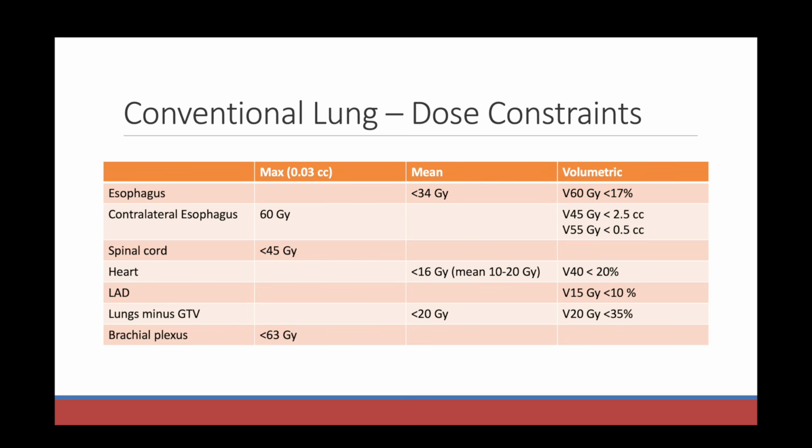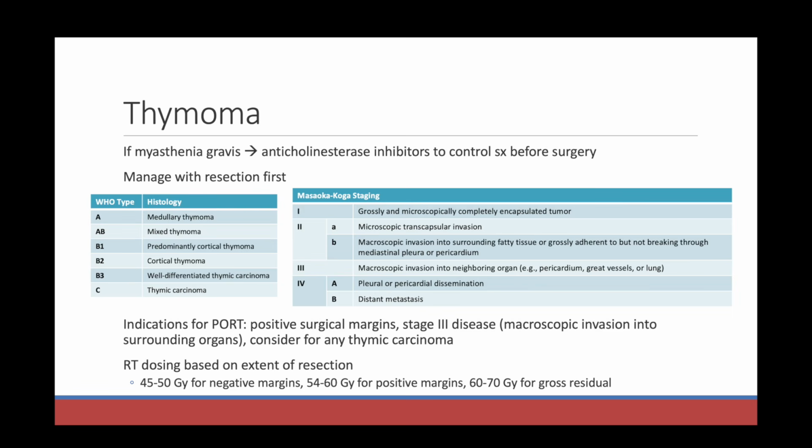I tried to put in one slide everything you need to know about thymoma. So thymoma can present with symptoms of myasthenia gravis, and if that's the case, we give acetylcholinesterase inhibitors to control symptoms before surgery, because these can basically secrete antibodies against your acetylcholine receptors. So acetylcholinesterase inhibitors, so that they're not having that droopy eyelid and weakness.